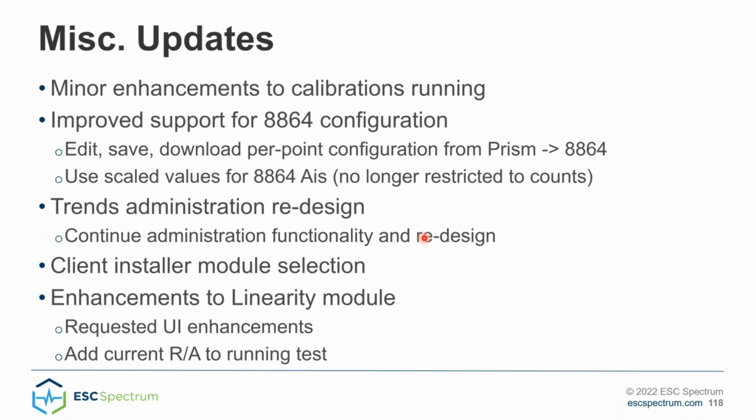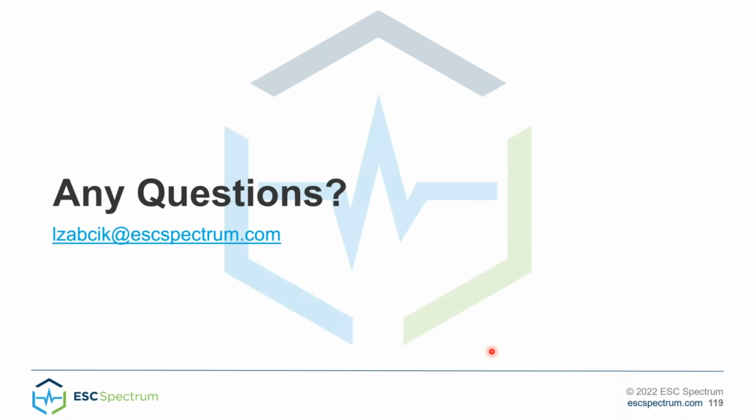Working on a trends administration redesign, which is going to follow the alarms administration redesign. For the client installer, we're going to work on it so that you can install optional modules or select the modules you want as part of your installation. We have some UI enhancements and current running relative accuracy to the linearity module that we're hopefully going to make as well. So that's pretty much everything I had for Prism 1.5 and a little look into 1.6.